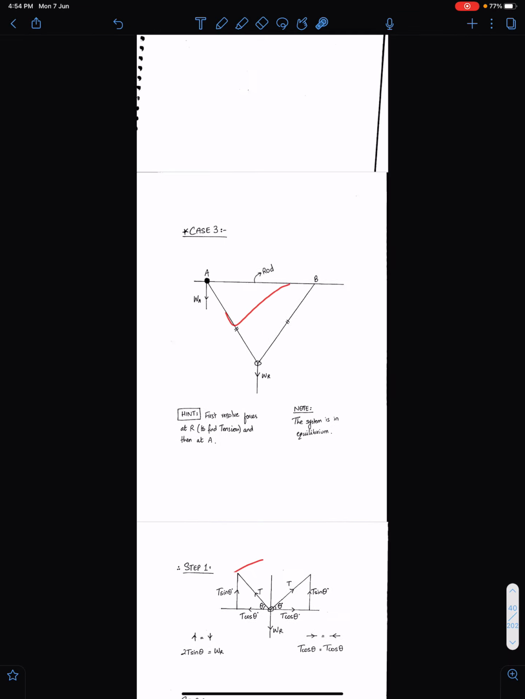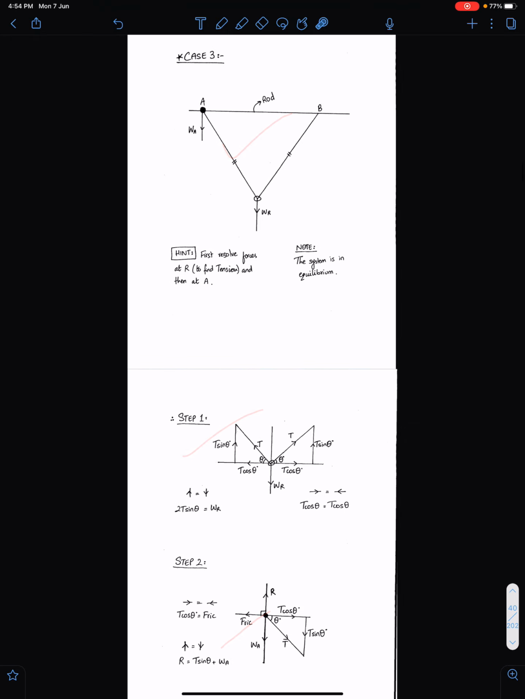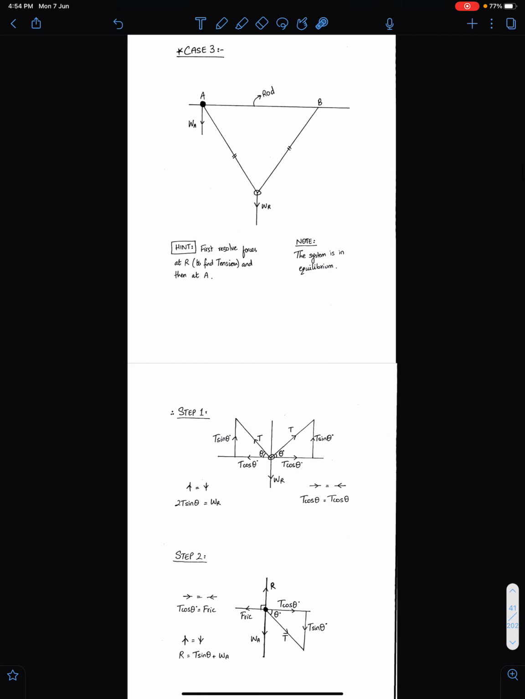Take a screenshot of this concept because this concept is very important. Always remember that you need to resolve forces at this point first and then at this point. And these are the ways to resolve the forces.